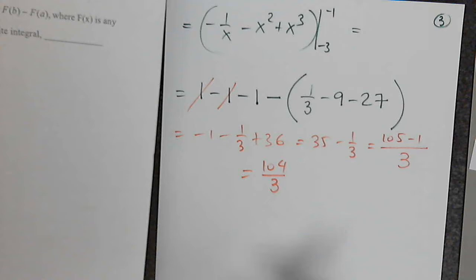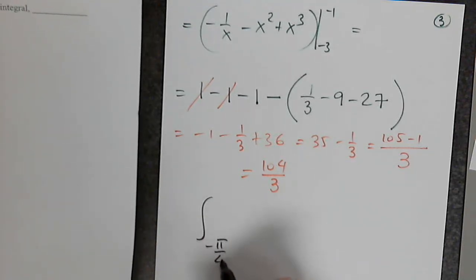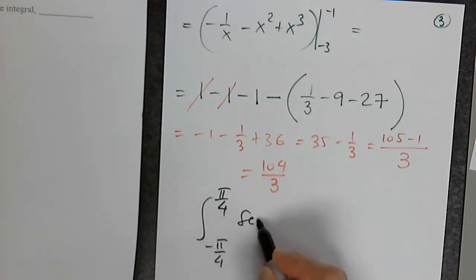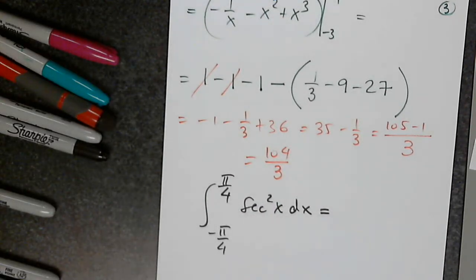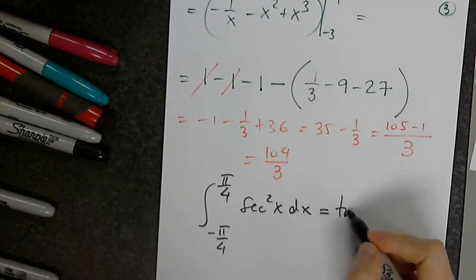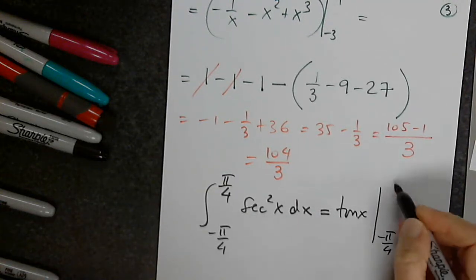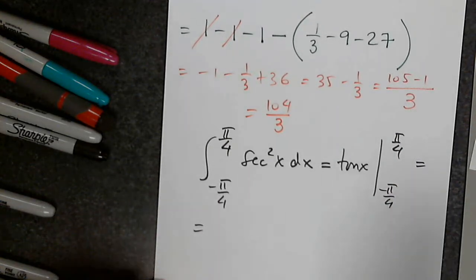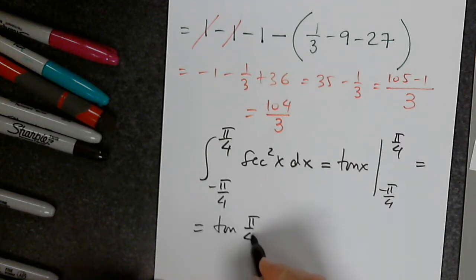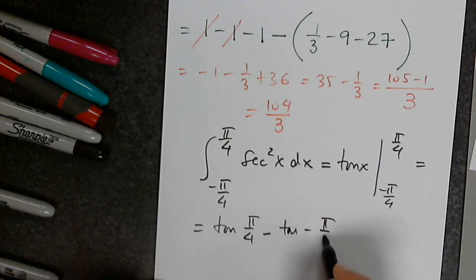Okay? So the integral from negative pi over 4 to pi over 4 from secant squared x dx. Which function prime is secant squared? Very good. From negative pi over 4 to pi over 4. I plug in the top limit, minus when I plug in the lower limit.